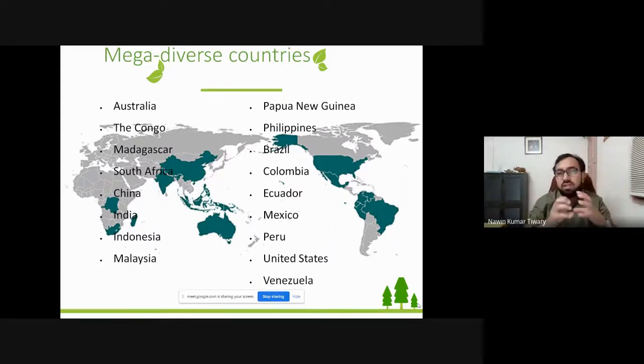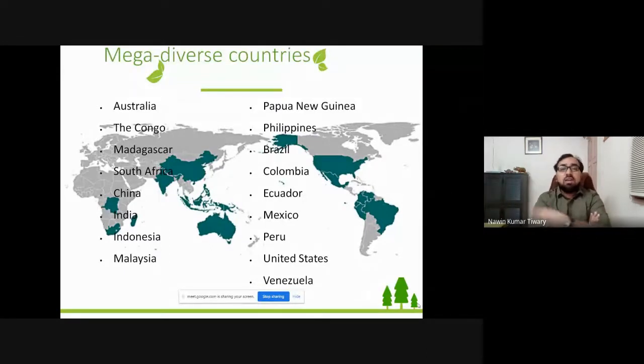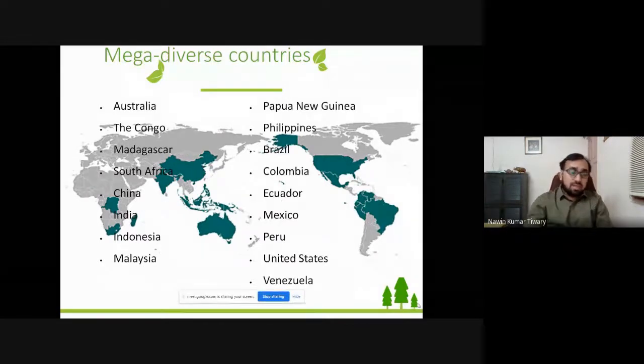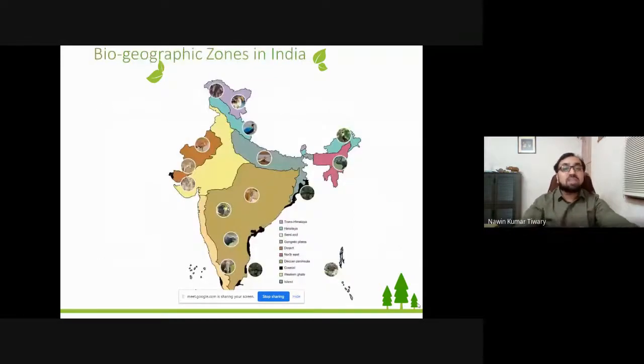What he did is that he identified political units, 17 countries in the world, which were around 10% of the global surface area, but had more than 70% of the world's biological diversity. So the countries that you see in green color, the list of these 17 countries: Australia, Congo, Madagascar, South Africa, China, India, Indonesia, Malaysia, New Guinea, Philippines, Brazil, and others, including the US. They had around 70% of the world's total species, total biodiversity, but they were only covering around 10% of the total global surface. So it is very imperative that we understand that these political units are the ones where we should focus more in terms of implementing our conservation plans and actions.